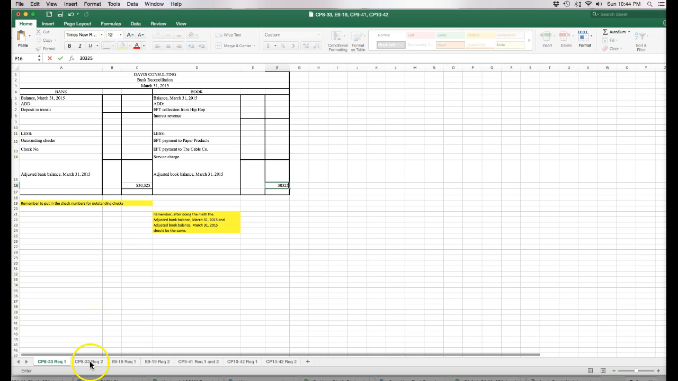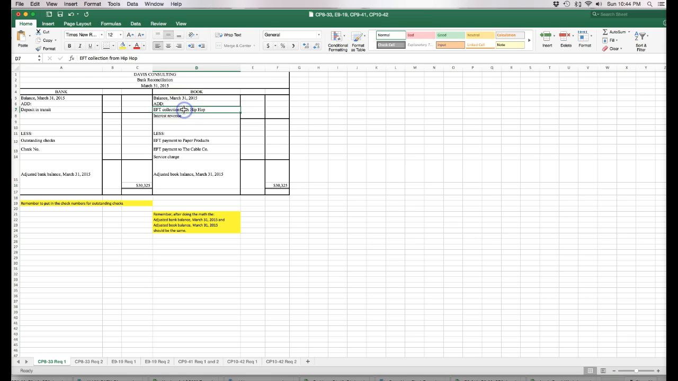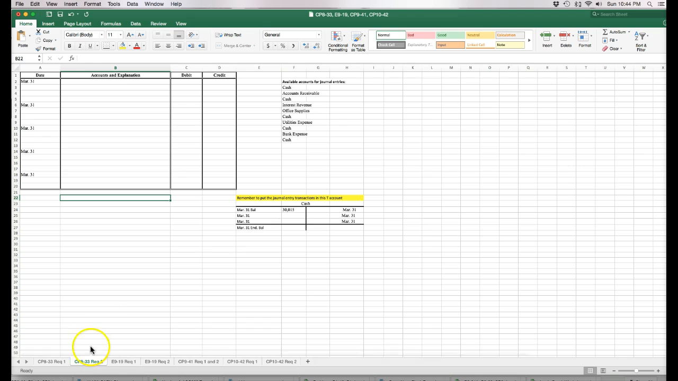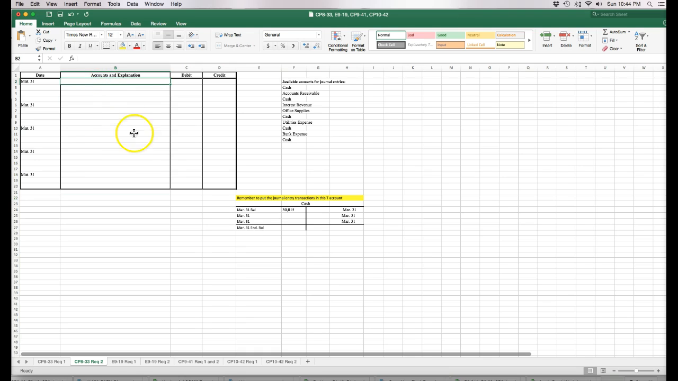So after you've done that, what you want to do now is all of these transactions that the bank has recorded, all these electronic fund transfers, the interest revenue, your service charges, and your electronic fund transfer payments, they've been recorded by the bank, but you haven't recorded them in the books, so you have to do journal entries in order to record those. So requirement 2 will be those journal entries that you're going to record for everything that the bank has recorded but you have not recorded yet in the books. So this is your way of recording those in the books.